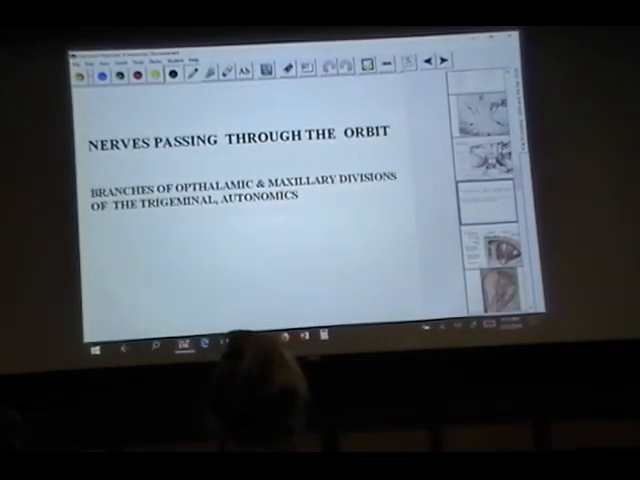So nerves passing through the orbit, branches of the ophthalmic and maxillary divisions, pass through the orbit. As trigeminal branches, what type of nerve components do they carry? GSA, right? Trigeminal branches, they carry GSA sensory. What's the only trigeminal division that has a motor branch? V3. Great, SVE.